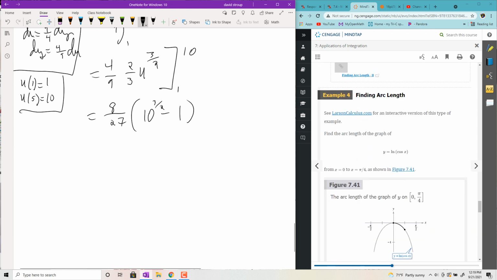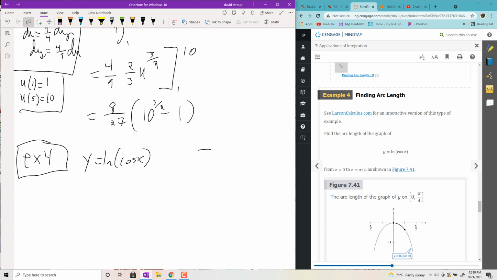Okay. So example 4. You have to use some trig identities to pull that one off. So you've got y is ln of cosine of x. They tell you they want the arc length on the interval from 0 to pi over 4. So get the derivative. It's 1 over cosine x times negative sine x. Sine over cosine is tangent, so you get negative tan x.